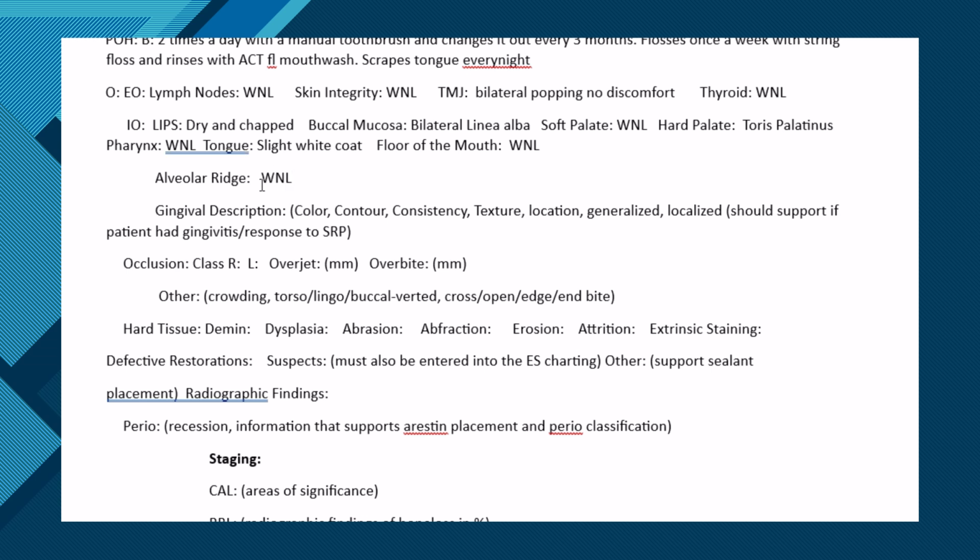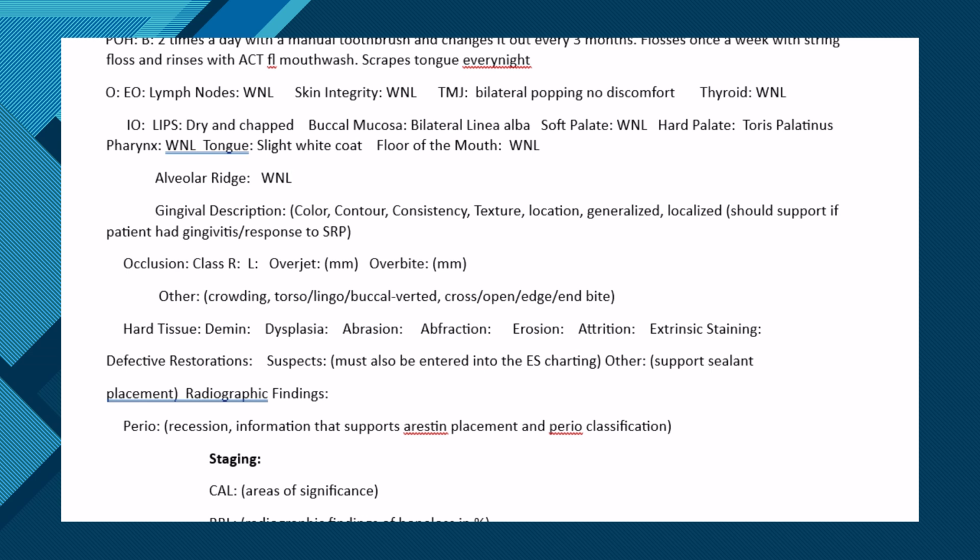Now, when we get to the gingival description, it's important that we do a generalized gingival description through the color, the consistency, the contour, the texture. And that kind of gives us an idea of the overall gingival description. If you have an area that kind of stands out, right? That's when we localize it.